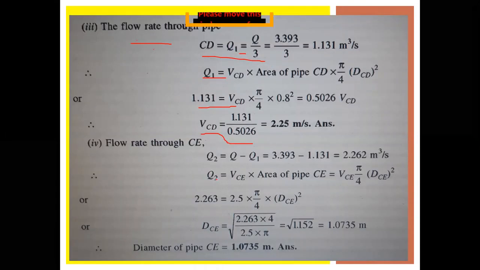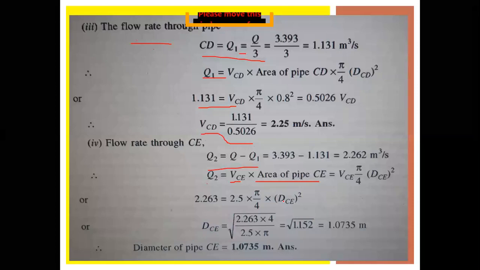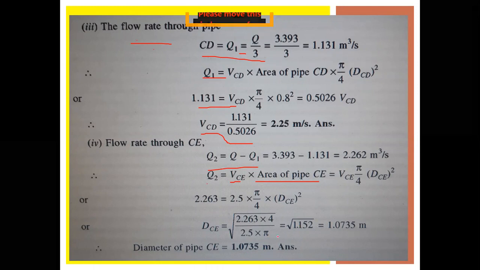Now the flow rate at CE, Q2 is equal to Q minus Q1. Q we already know, Q1 we know, that is equal to 2.2. Now the discharge Q2 is equal to VCE into area of pipe CE, pi by 4 DC whole square. Applying Q2 equal to VCE, which we already know, 2.5 into pi by 4 DC square. Keeping DC on this side, DC is equal to the root of 2.23 into 4 divided by 2.5 into pi.